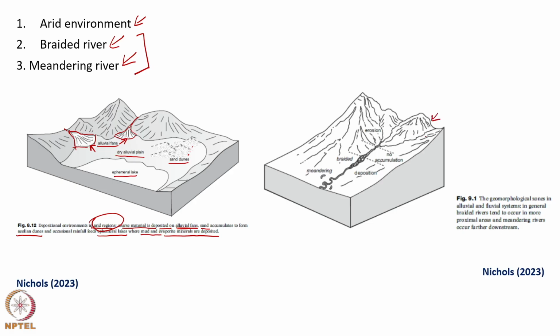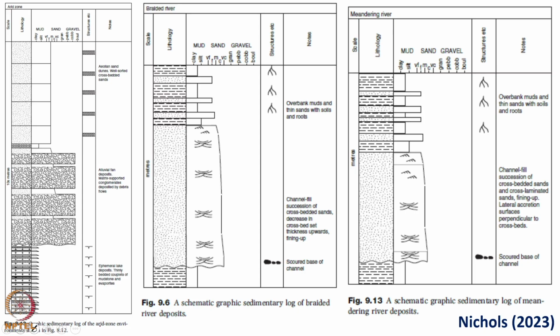This is a hill region from which the rivers are coming; they join to form a bigger river. And then here is the braided pattern and then here we have the meandering pattern of the river. Here is the stratigraphic succession of the arid zone environment. The middle one is for the braided river deposits and the right hand side one is for the meandering river deposits. Let us start with the arid zone environment.